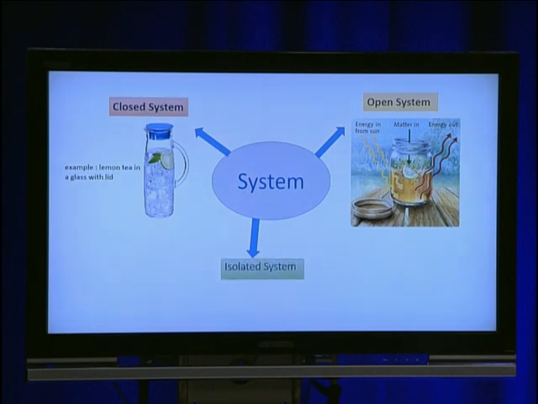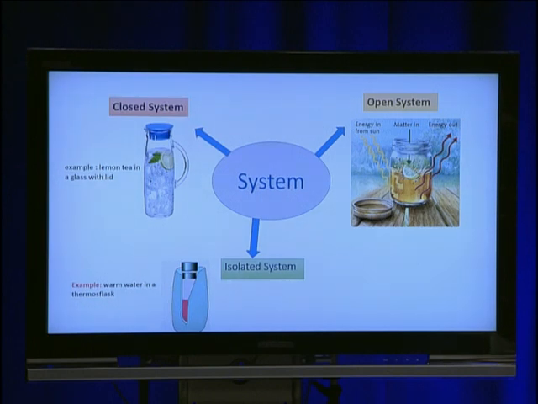Next we have the isolated system. In an isolated system, both mass and energy cannot be exchanged between the system and the surrounding. For example, if you take warm water in a thermos flask, the water will remain warm, which means the heat has not come out into the surrounding.